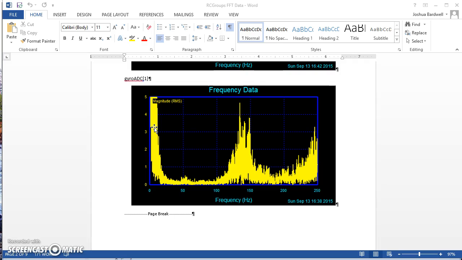Maybe there's some useful data as high as 50 Hertz, but less, as shown by the fact that there's less magnitude there. So that stuff, we're not going to worry about that. That's good. We want to keep that.